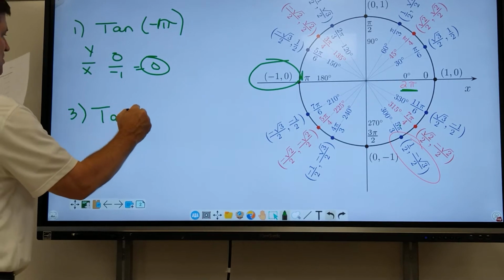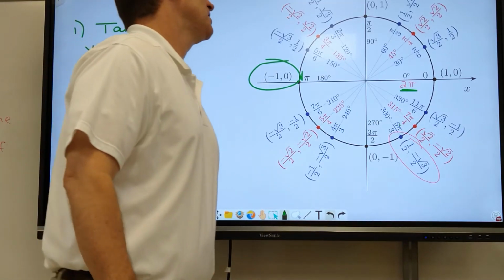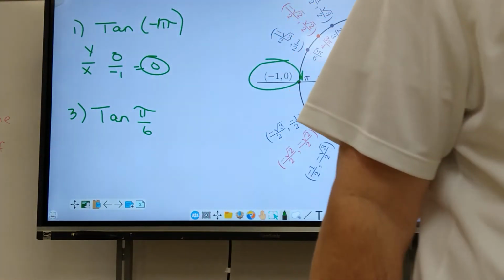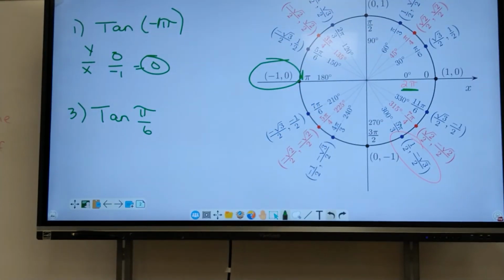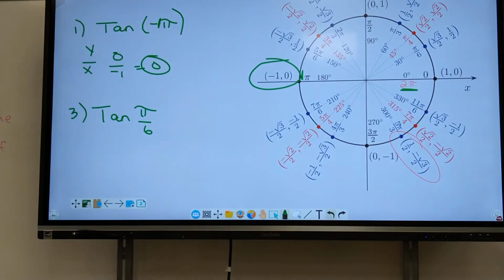Tangent of pi over 6. Y'all try that one. Let's see if that one's tough. Pi over 6 tangent. See what you get on that one. So try to do them without a calculator because you're not going to have a calculator tomorrow. There are some of these on this sheet that we have to use a calculator on. A lot of work.